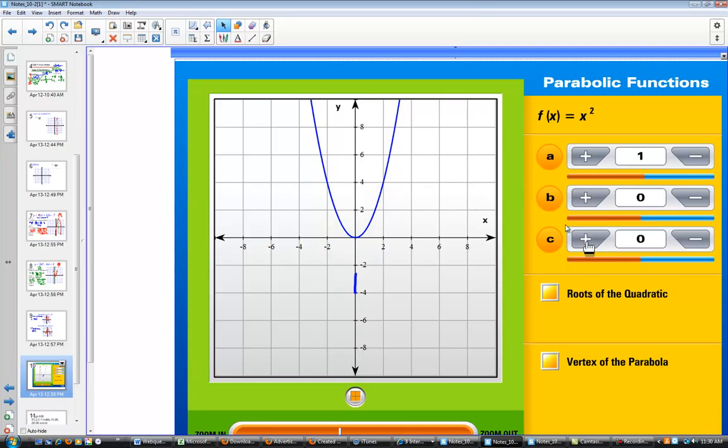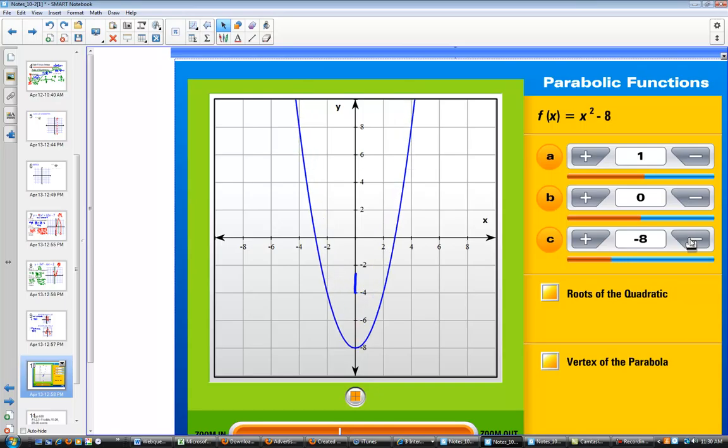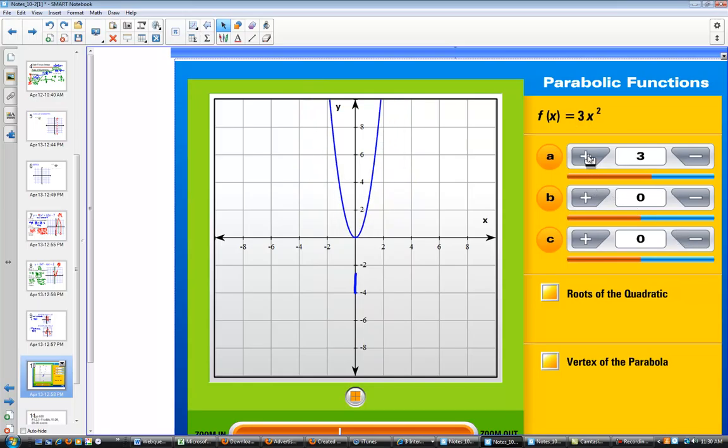And then if I change the C, that should move it up and down. See how it goes up 1, up 2, plus 3, it's going up. And then if I go down, it's still the same width. It's not changing that at all. This is just moving the parent graph up and down. So that's C. Now if we change A, that's where I stretch it. Okay, it's stretching it. And then let's go down. Oh, making it negative. Okay.